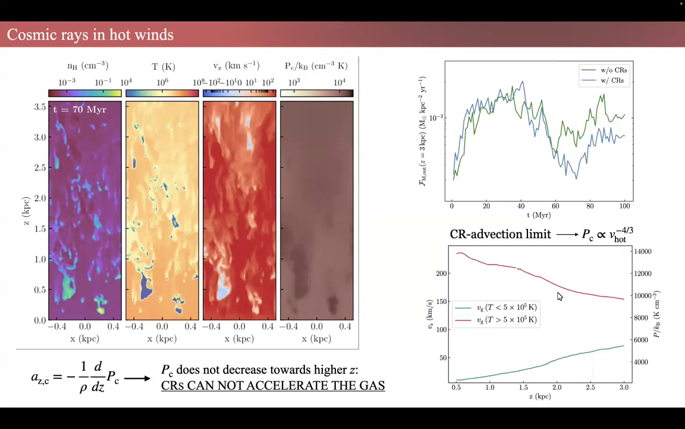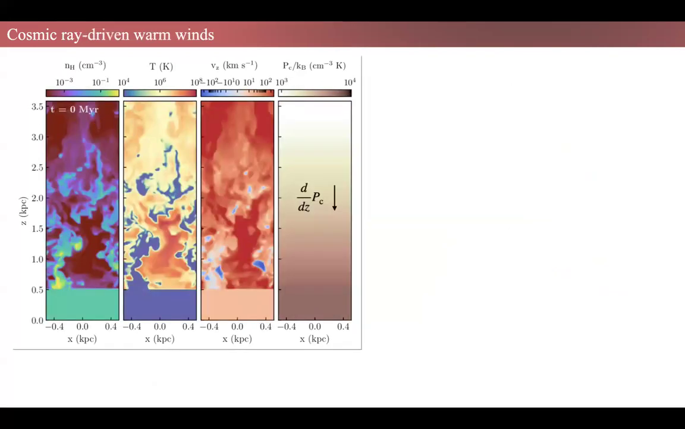So as the velocity of the hot gas decreases with z, the pressure of cosmic rays increases. So cosmic rays build up a weak pressure gradient pointing upward that slows down the gas rather than accelerating the gas.